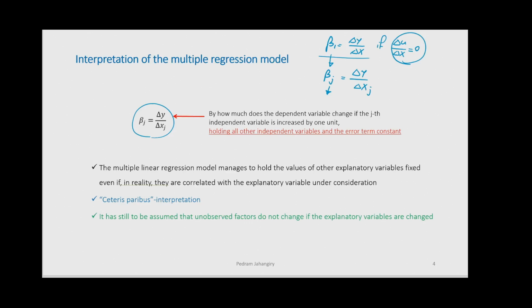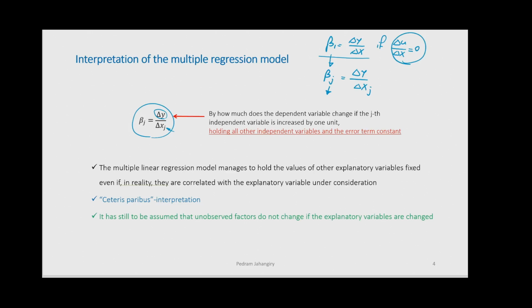So the interpretation is again as simple as a simple regression model. However, there's a slight difference between the two. We're going to say by how much your y variable changes, right? Does the dependent variable change if the jth independent variable increases by 1 unit, right? Then here, however, we're going to hold all other independent variables constant explicitly, and we also assume that all the error terms are constant.